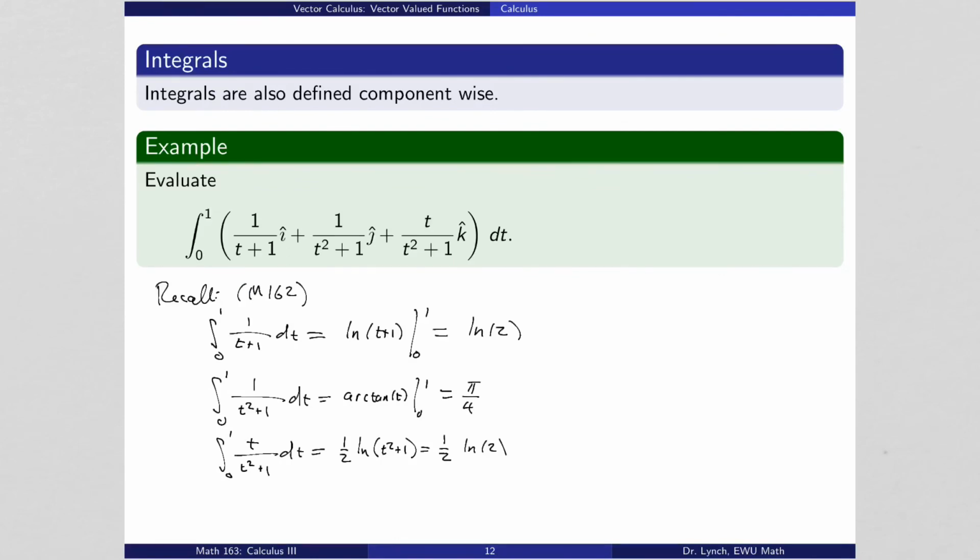So here we see the value of those three individual integrals. That gives us the value of the integral of the vector valued function. So that integral is log of 2, pi over 4, 1/2 log of 2.